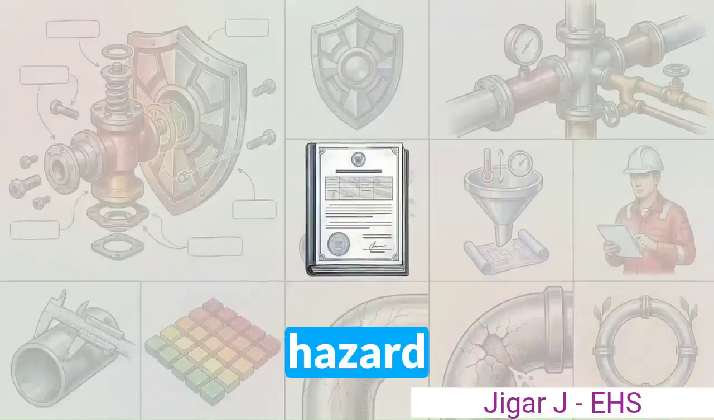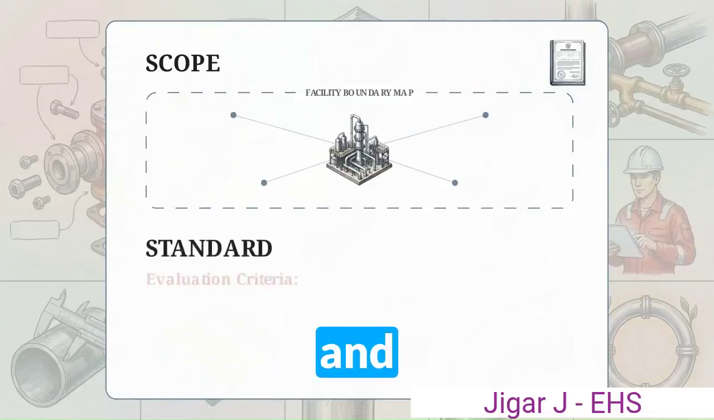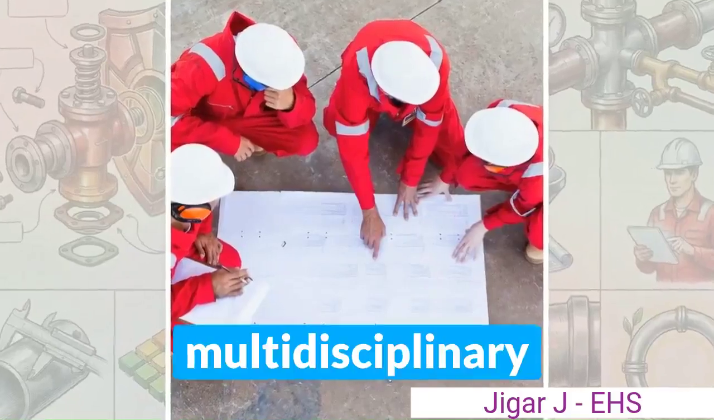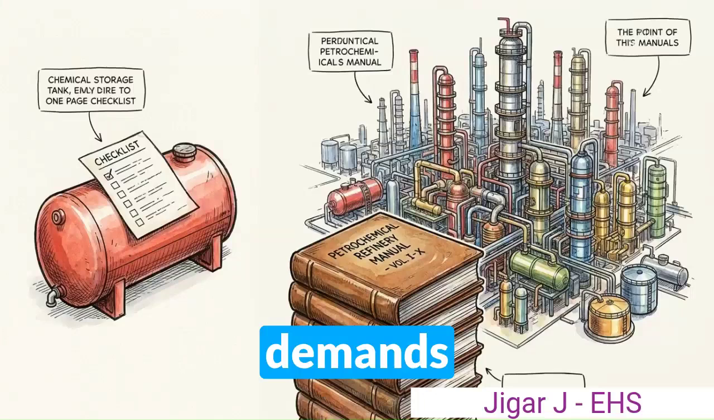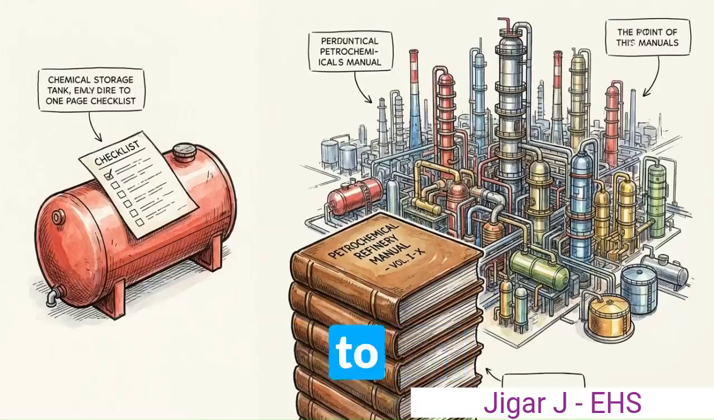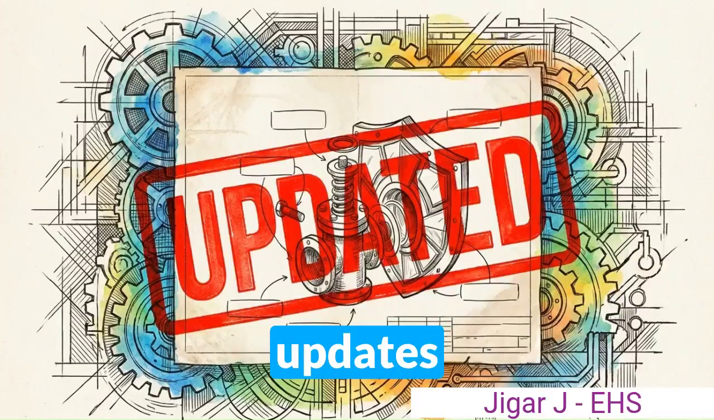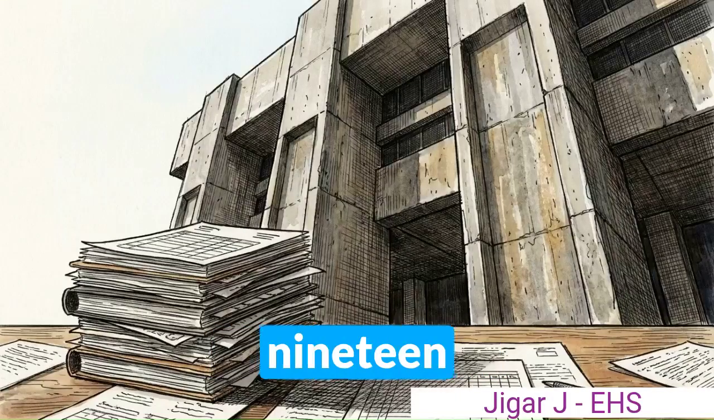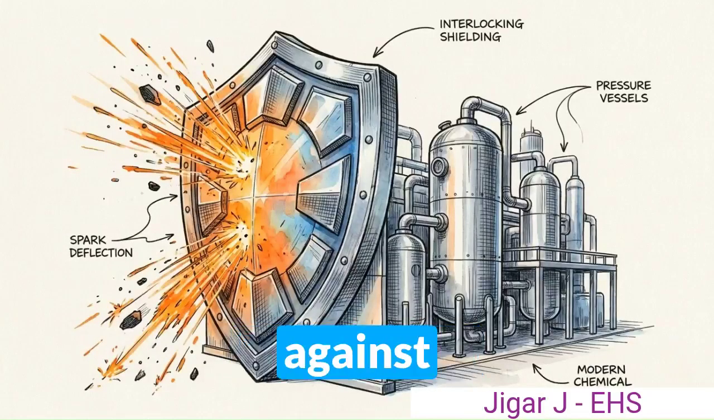A compliant process hazard analysis requires a rigid architecture, beginning with a clearly defined scope and an uncompromising standard for evaluation. It depends entirely on the deployment of a multidisciplinary team that wields highly localized knowledge of the facility. It demands calibrating the specific analytical technique to the exact complexity of the asset, and it requires continuous review and periodic updates to combat the physical entropy of creeping change. By integrating these facets, organizations stop treating OSHA 1910.119 as an administrative burden. They transform it into a living, operational shield against catastrophic failure.